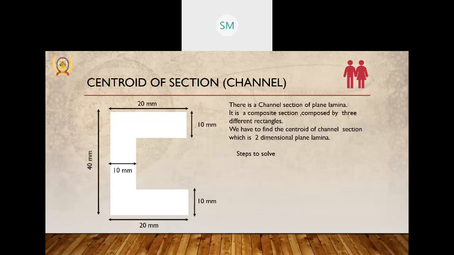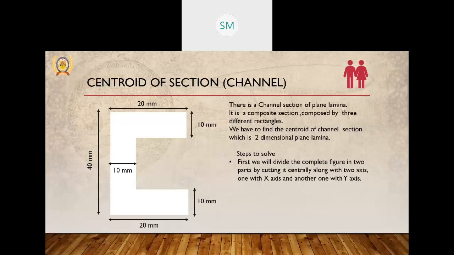It is size 20 from the base, the depth of the section is 40 mm and the width of the section is 10 mm. Now we have to find the centroid of this channel section, which is a two-dimensional plane lamina. We want to know the centroid of the complete section. So first we will divide the figure into a number of standard shapes. Here the standard shapes look like rectangles, whose areas and centroids we already know.